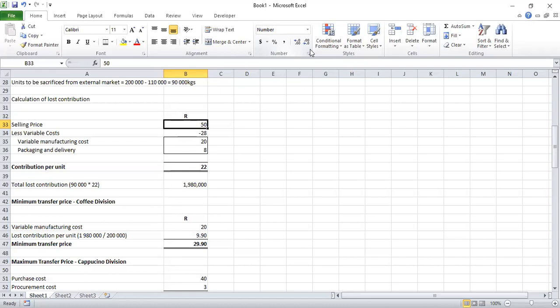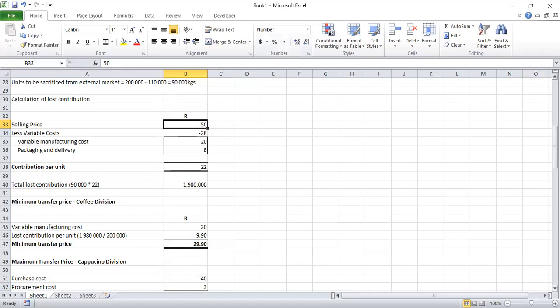But from a quantitative perspective, like in this case, it is better to do the internal transfer and stop buying from outside. So that would be very, very correct from a quantitative perspective, or quantitative factor.